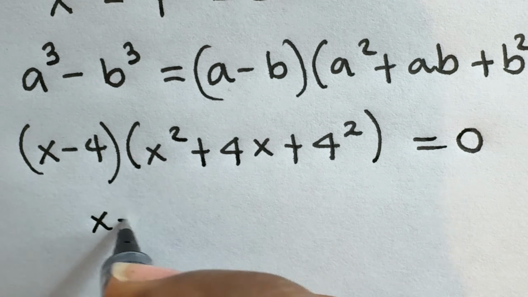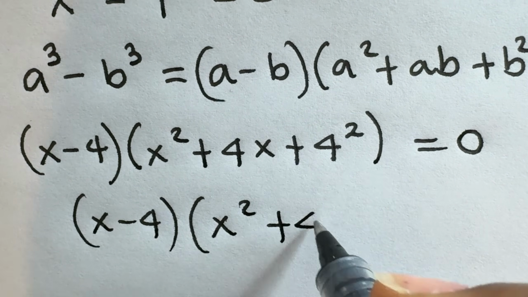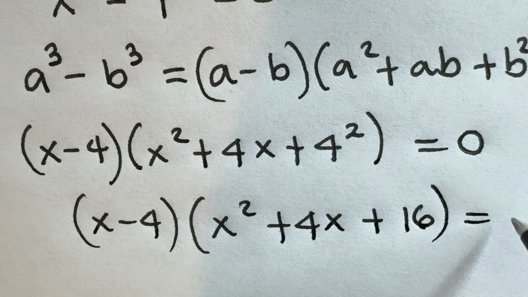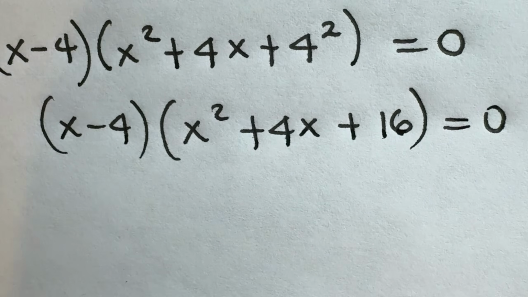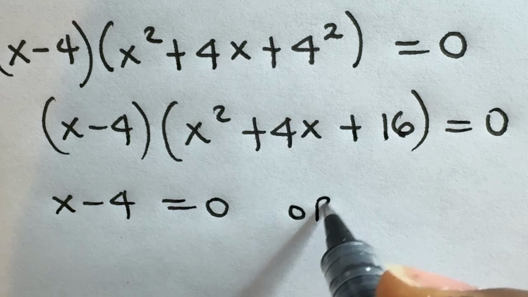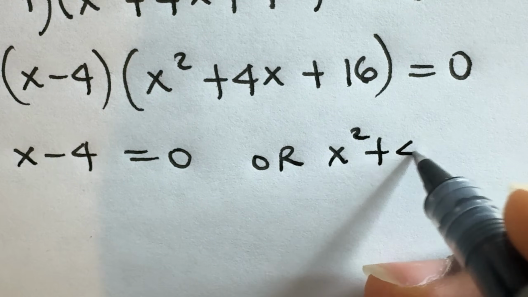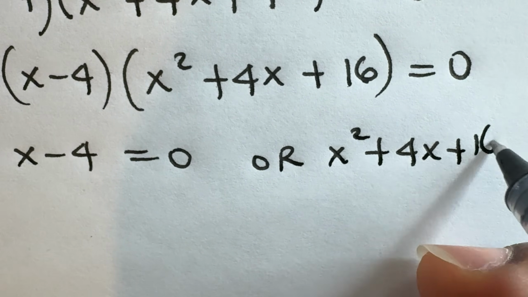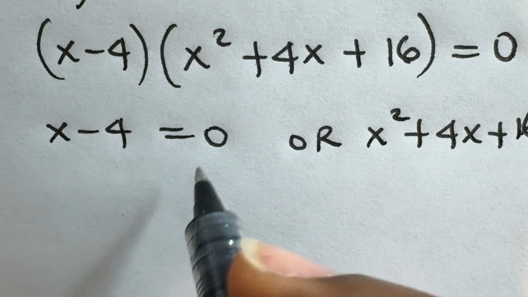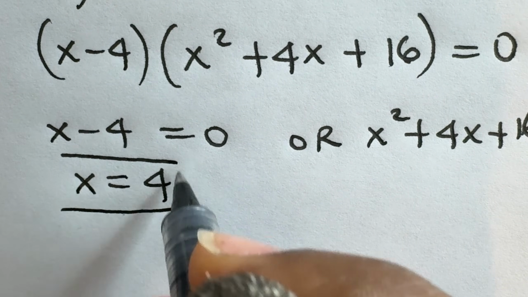This will give us x minus 4 into bracket x squared plus 4x plus 4 squared is 16 is equal to 0. So again, either x minus 4 is equal to 0 or x squared plus 4x plus 16 is equal to 0. From here, we can see x is equal to 4, giving us the first real solution to this problem.